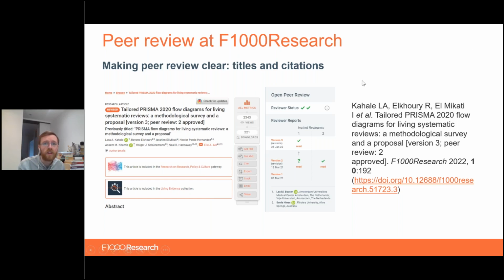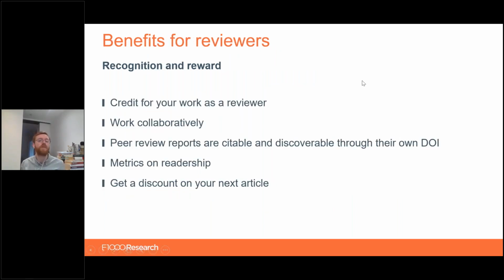So obviously the vital people to make that happen from our perspective are the peer reviewers themselves. And given the central importance of peer reviewers to F1000 Research, it's worth discussing the benefits to the reviewers. First and foremost, reviewers are able to get proper credit for the scholarly work of producing a good quality peer review report.